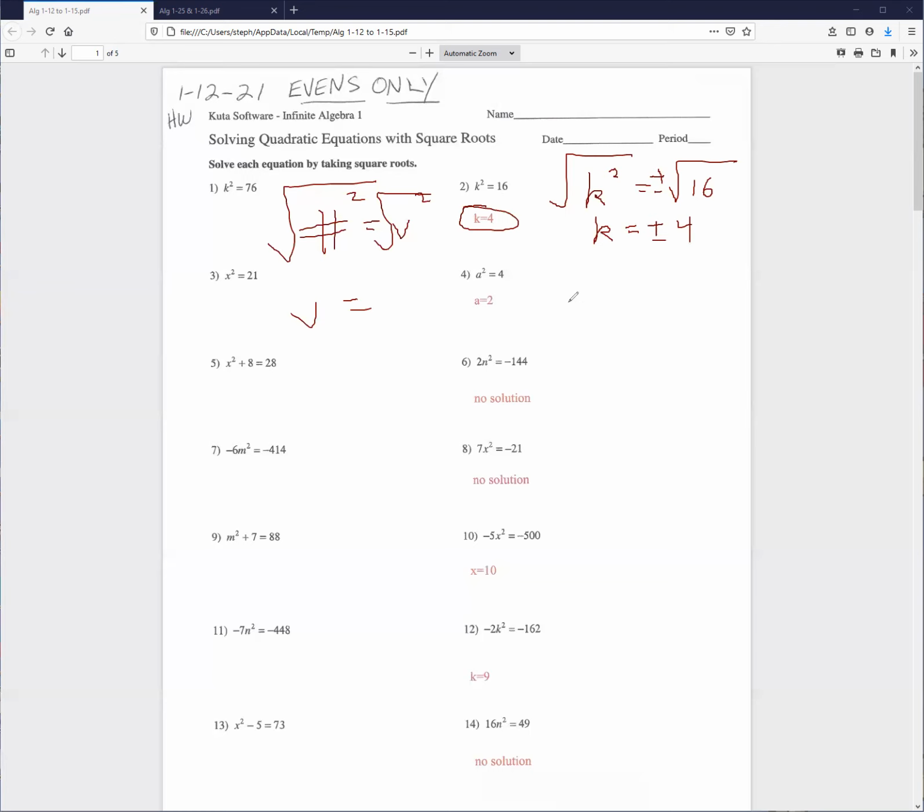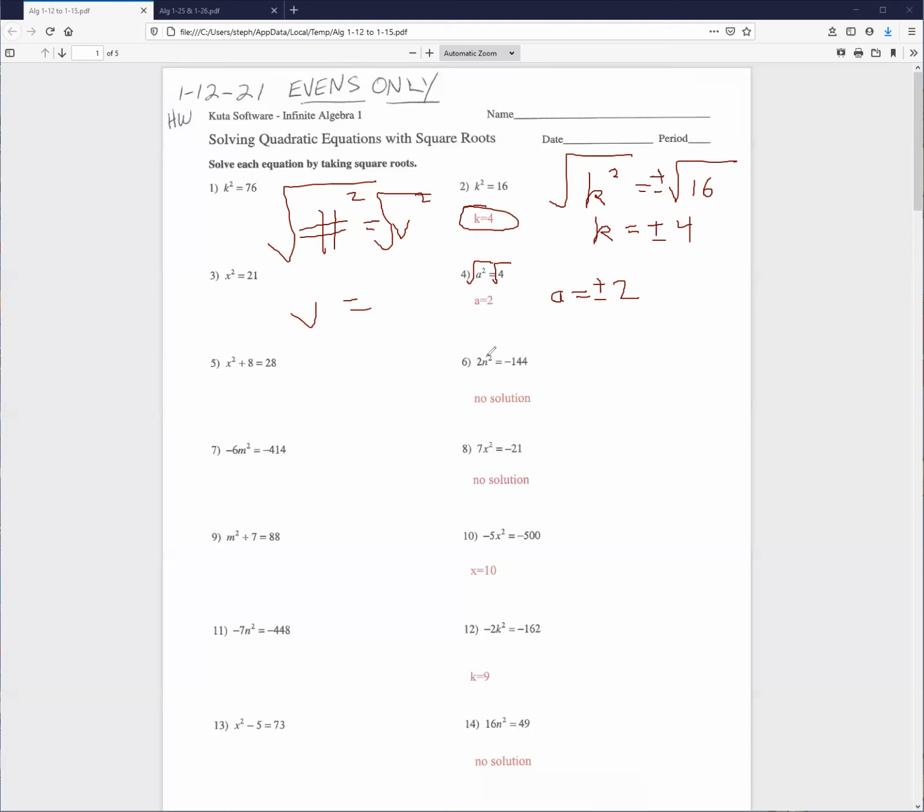But we're going to continue here and say, all right, the square root of a squared versus the square root of 4, because we're trying to undo the square, of course. And so we end up with a equals the square root of 4, which is 2, and that again should be plus or minus. Now, what about number 6 here?